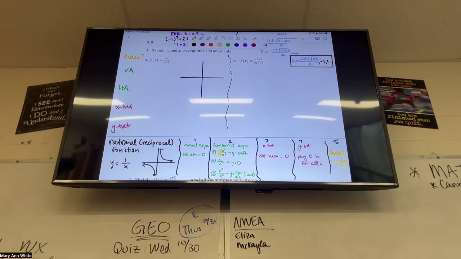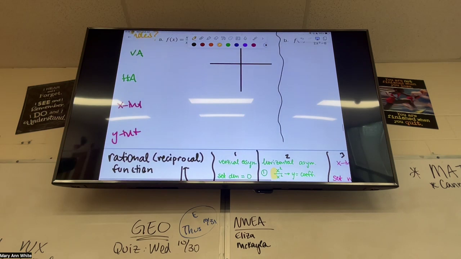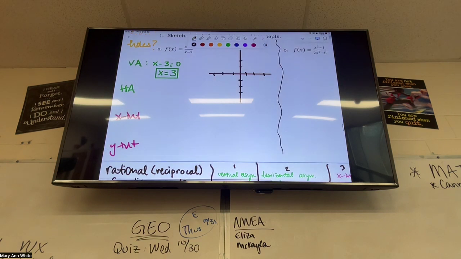So first thing is vertical asymptote. What do I do for my vertical asymptote again? Good, set that denominator equal to 0. So here my denominator is x minus 3. So we'll set that equal to 0. So x is going to equal 3. And I can go ahead and graph that right now if I want. Vertical line goes up and down. So I'm going to come over here to 3. I'm going to graph that.